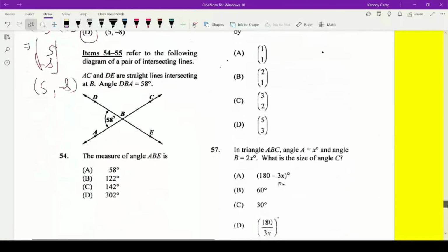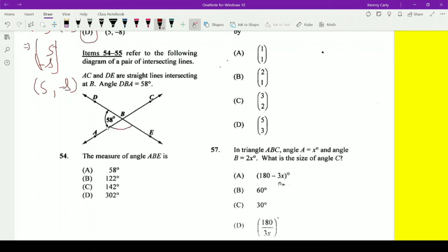Alright, items 54 to 55 refer to the following diagrams of a pair of intersecting lines. AC and DE are straight lines intersecting at B. Angle DAB is 58 degrees. The measure of angle ABE, which is this angle right here, is.